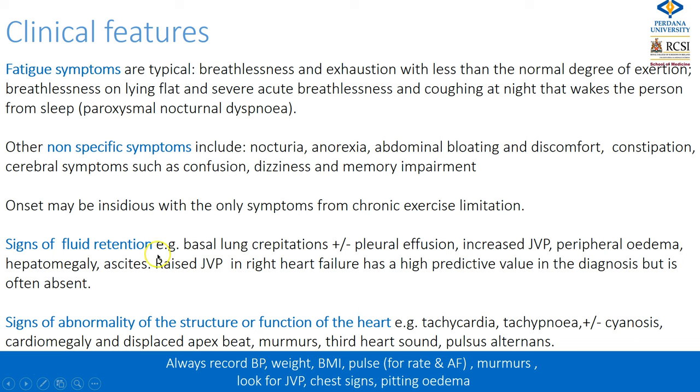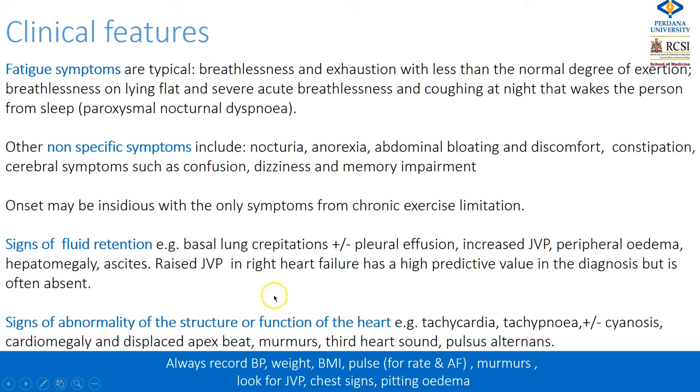There may be physical signs of fluid retention, and these are listed here, like basal crackles, pleural effusion, increased JVP, pitting peripheral edema, enlarged liver, abdominal ascites, etc. And there may be something that would also tell you that the heart is enlarged or dysfunctional, for example, displaced apex beat, heart murmurs, a third heart sound, etc.